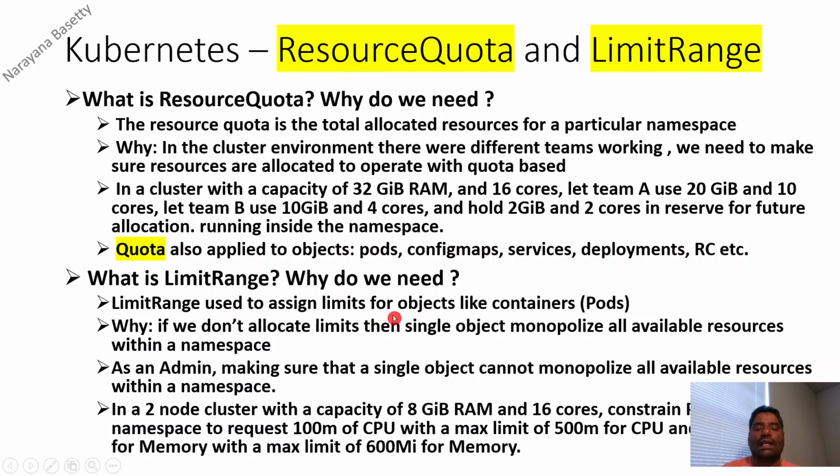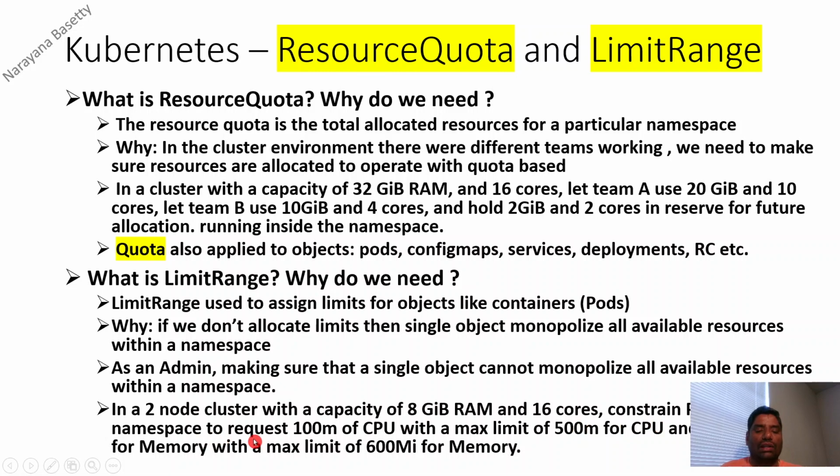Limit range is used to assign limits for objects like containers, for example pods. Why do I need the limit range? If we don't allocate limits, then a single object can monopolize all available resources within that namespace. It will not let other pods share the resources effectively; only it consumes them. That's the reason we go ahead and set the limitations. Who is doing it? An administrator can create resource quota and limit range as per that application. For example, here we can consider a 2 node cluster with a capacity of 8 GB RAM and 16 cores.